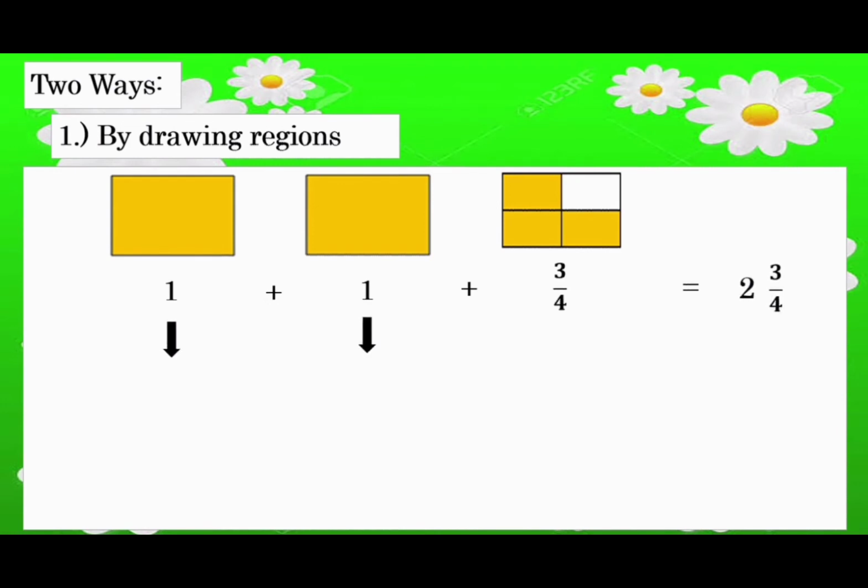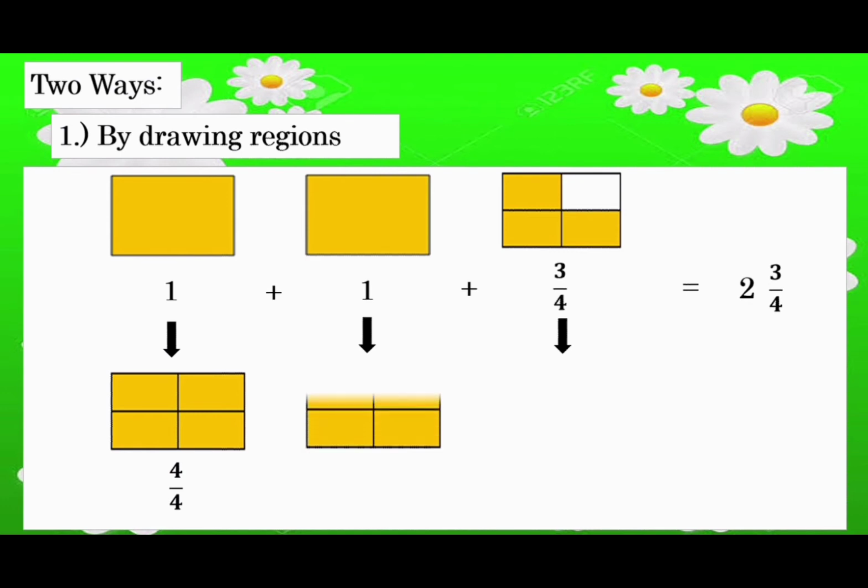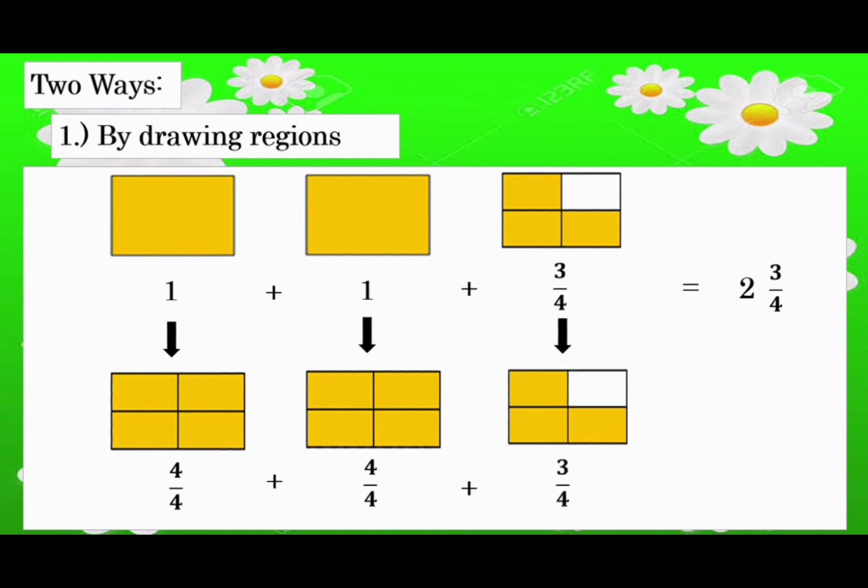To change it, we need to express 1 as 4/4. Another 1 is equal to 4/4, and 3/4 is just 3/4. Thus, 4/4 plus 4/4 plus 3/4 is equal to 11/4.